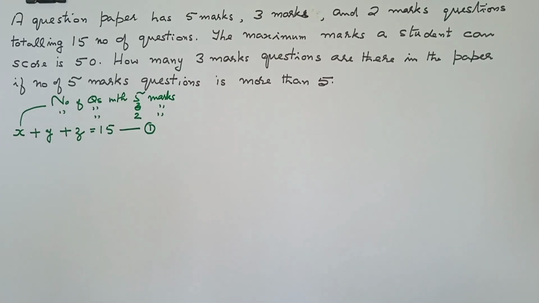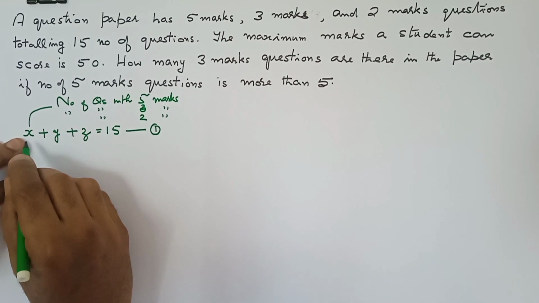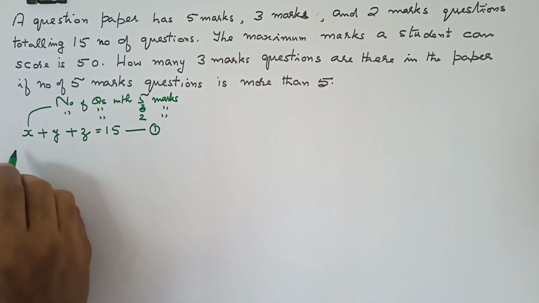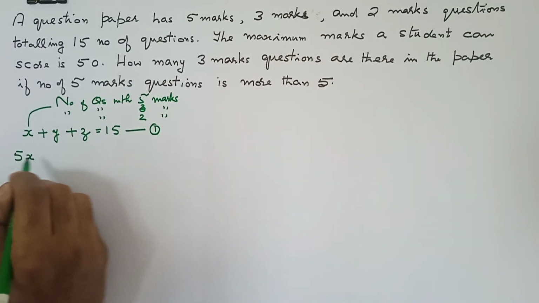It's stated that a student can score maximum of 50 marks. If a student has to score 50 marks, he has to attempt all the questions, which means if you come to 5 marks questions, there are x questions. And he attempts all the questions. And each question carries how many marks? 5 marks. So what will be 5x? The total marks he can get in this segment.